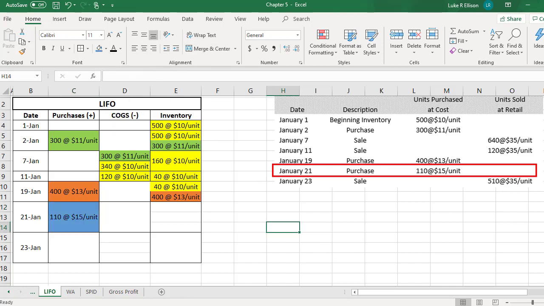Moving on to the inventory column, on January 19th, which is the previous date, we had 2 layers of inventory, yellow and orange. And since there were no sales, those units are still in inventory, so we can copy them both down for January 21st. Additionally, we had the 110 units that were purchased at $15 per unit, and since purchases add to inventory, we can put that in our inventory column.